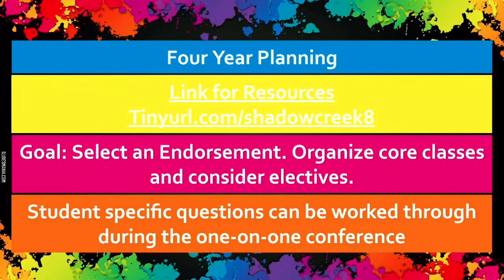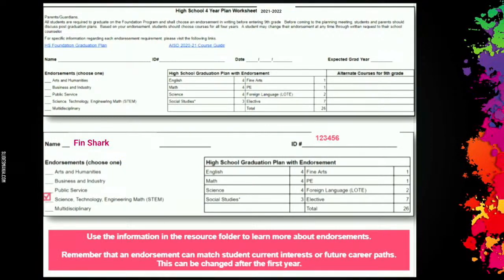The 4-year plan is very fluid and it can change, but we want to make sure that we are talking to our counselor to make sure that we are making the correct changes and that we meet those endorsements. Student-specific questions will be worked through during the one-on-one conference with your student. Starting November 15th, your counselors will be meeting with each 9th grade student, and parents will be invited to come virtually. We're going to go through a couple of things first to give you an overview of what it is, and then Mrs. Johnson is going to take you through completing the 4-year plan.